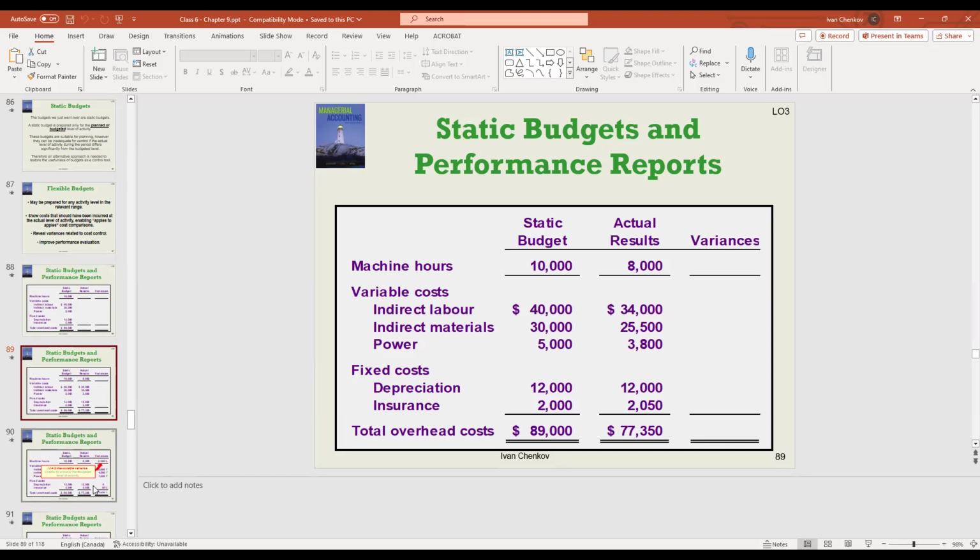and when the actual results came, they found out that they actually used the machine only for 8,000 hours. Because they're using the machine fewer hours, the indirect labor cost is lower, 34,000. Indirect material is 25,500 and power 3,800, which is way less than we initially anticipated. Now the question is, is that helpful for us?